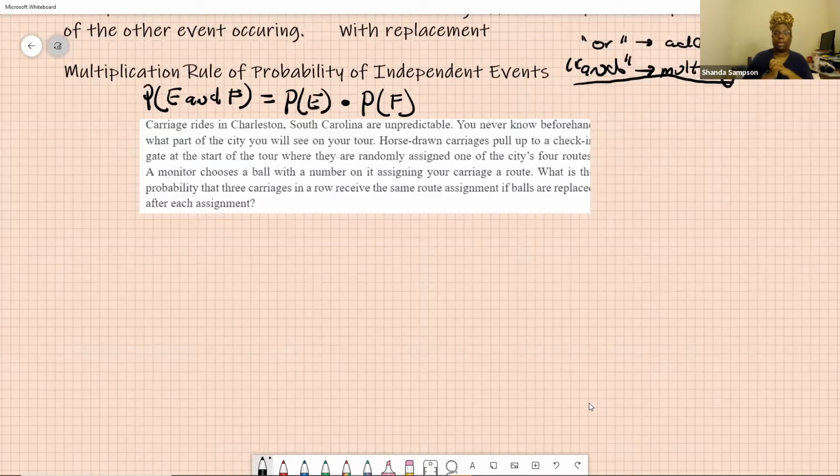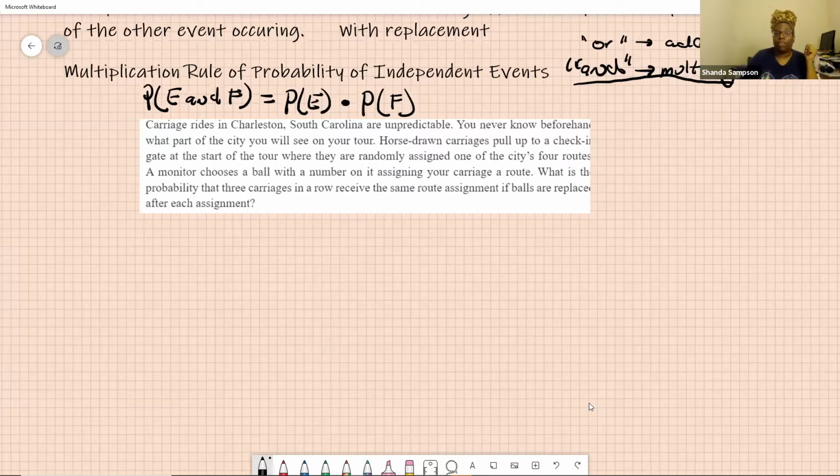Okay, here's our example. Carriage rides in Charleston, South Carolina are unpredictable. You never know beforehand what part of the city you will see on your tour. Horse-drawn carriages pull up to a check-in gate at the start of the tour where they are randomly assigned one of the city's 4 routes. A monitor chooses a ball with the number on it, assigning your carriage a route. What is the probability that 3 carriages in a row receive the same route assignment if the balls are replaced after each assignment? So this is an example of with replacement.